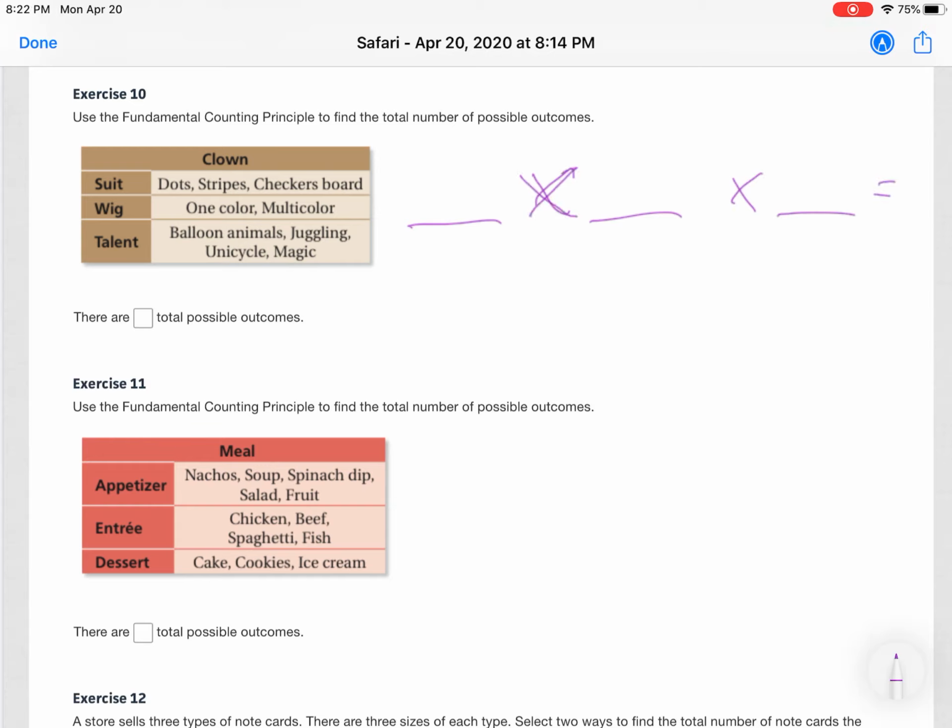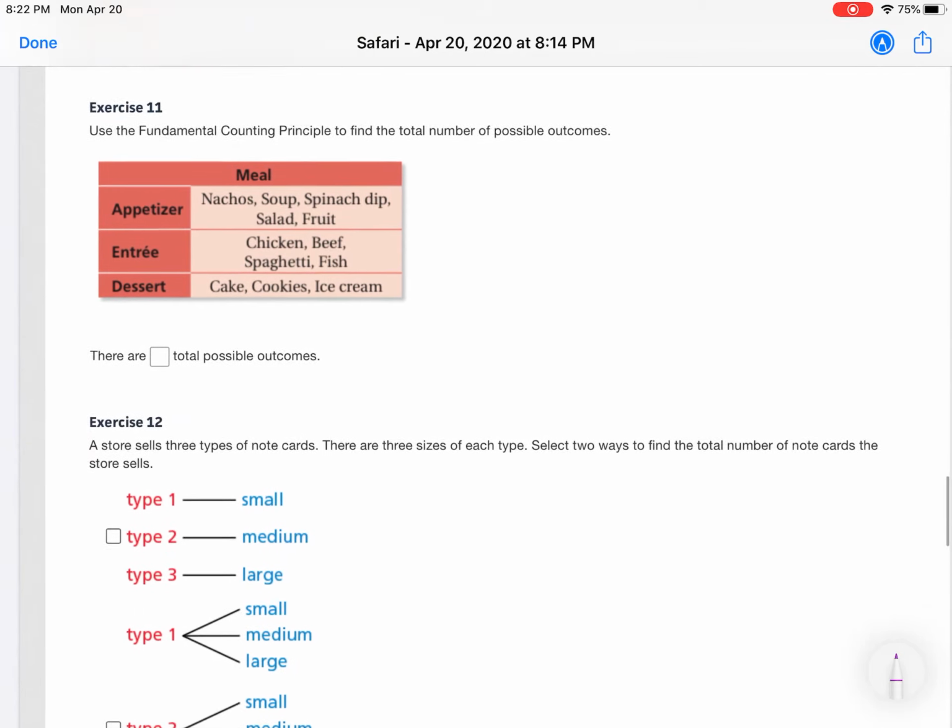So for this one, we could have a dotted suit, a striped suit, or a checkerboard suit. So that's 3 possible suits. You could have a one-colored wig or a multicolored wig. And then you could have balloon animals, juggling, unicycle, or magic. So that would be 4. So if you do 3 times 2 times 4, that will give you your answer. You'll do number 11 in the same way.